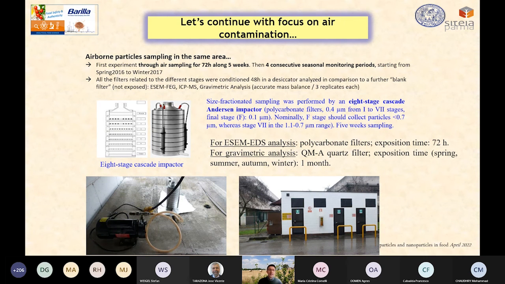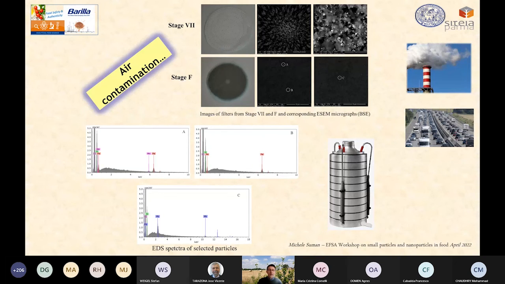Sampling the air through an 8-stage cascade Anderson impactor for 70 hours along 5 weeks, distributed through these 4 consecutive seasonal periods. In this way, we were able to gravimetrically evaluate the number of particles obtained at the different stages of the cascade impactor for the different seasons. And we were able again to isolate, identify, and count those particles and also to gravimetrically evaluate them at the different stages in the different seasonalities.